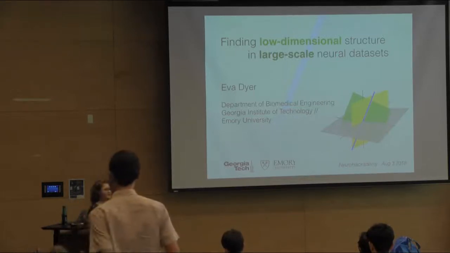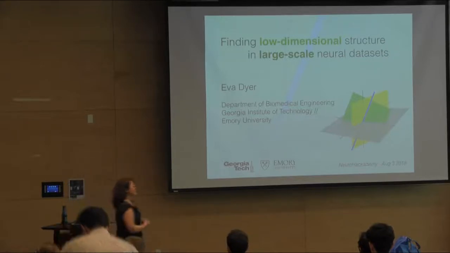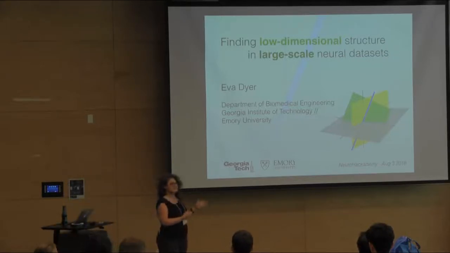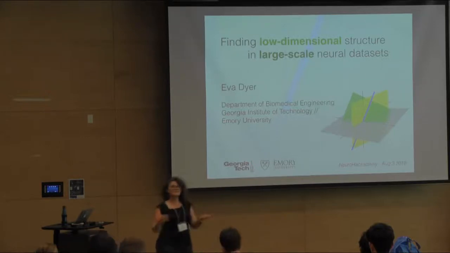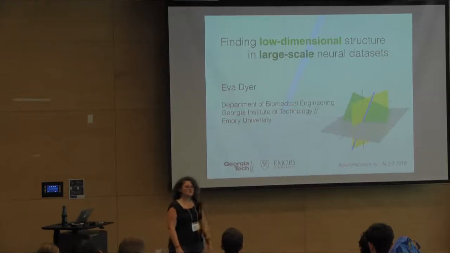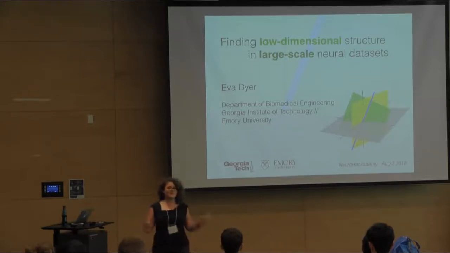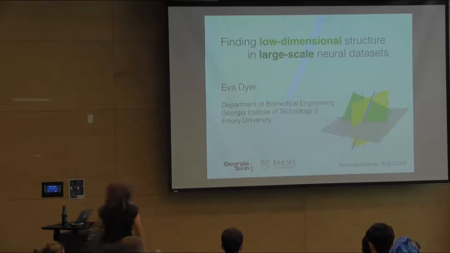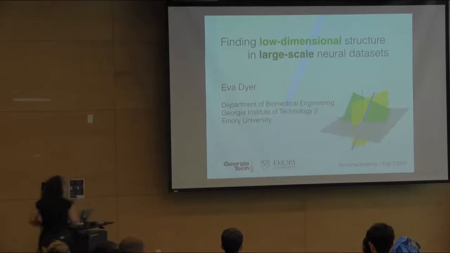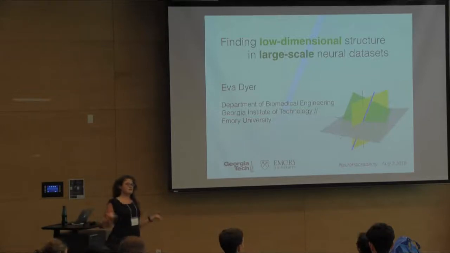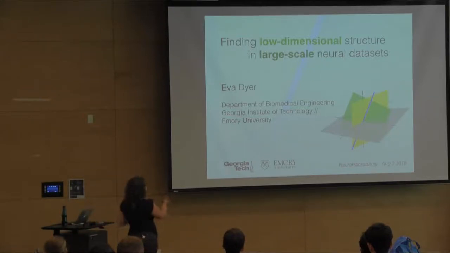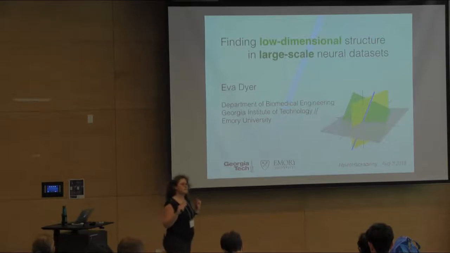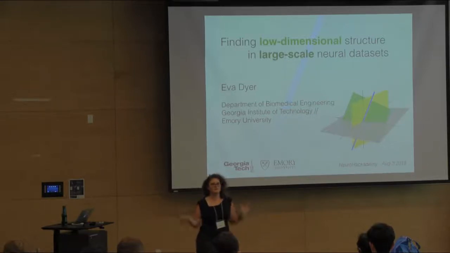I'm not actually going to have a tutorial component, but I have a lot of references and links at the end. If anyone's interested in applying some of these ideas to different data sets or has more questions and wants some specific code to point to, I'm happy to provide that information. What I'll be talking about today is different tools for dimensionality reduction, finding some low dimensional structure from potentially very high dimensional data sets.